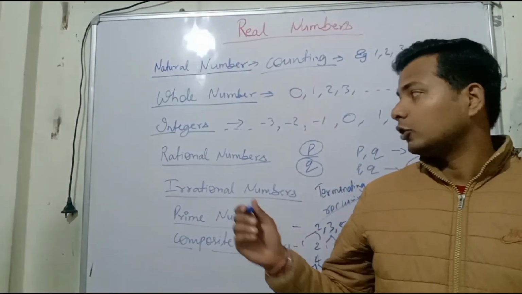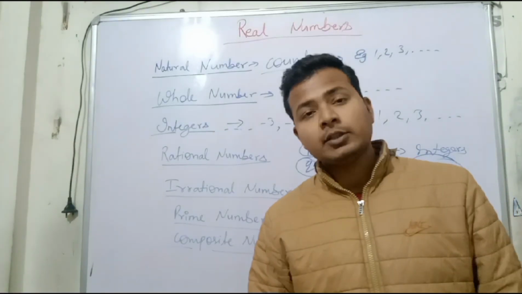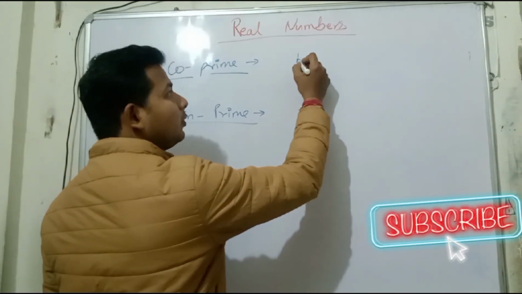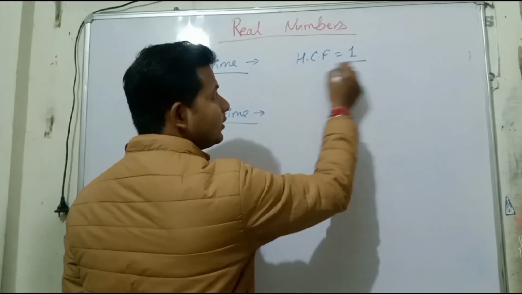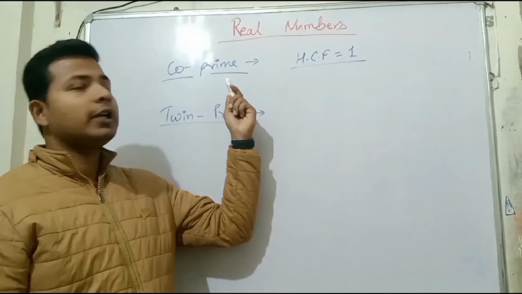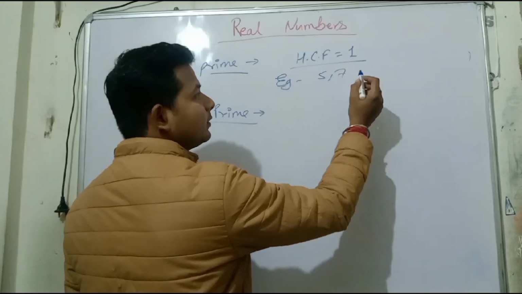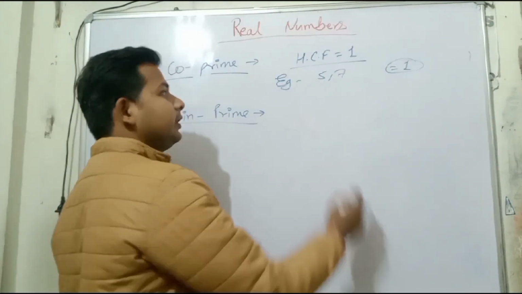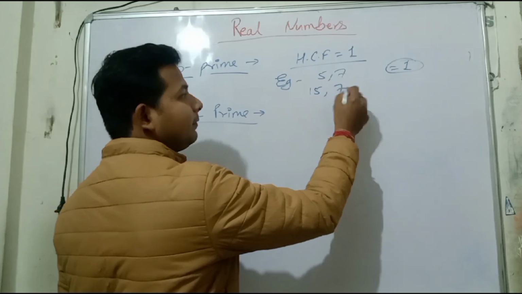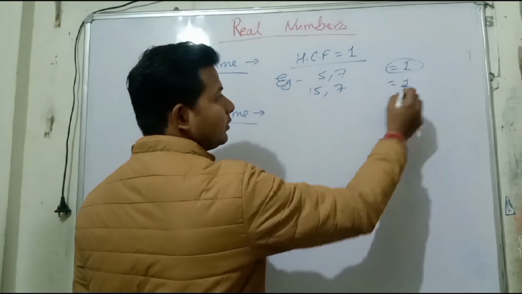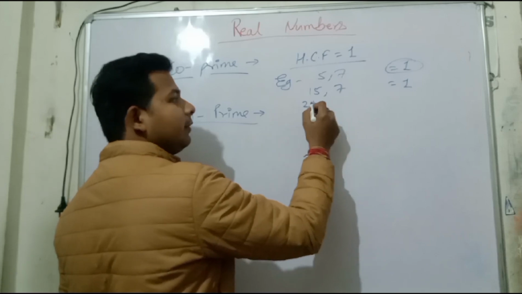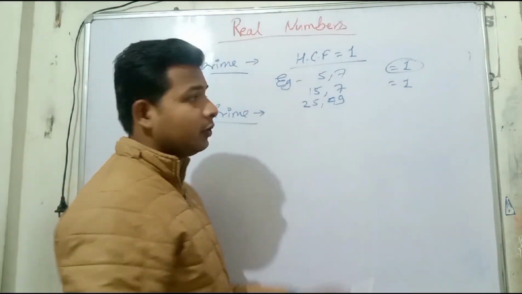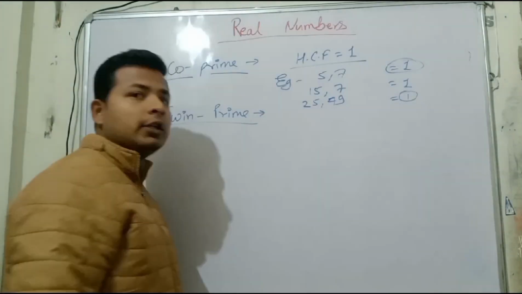Okay, let's start with the topic co-prime, and there is one more word that is known as twin prime. I will explain both. What is the meaning of co-prime? Two or more numbers that have HCF 1 are known as co-prime. If you are given 5 and 7, what will be the HCF of these two numbers? That will be 1. That's very easy. But what will be the HCF of 5, 15 and 7? That is also 1. What will be the HCF of 25 and 49? That is also 1.